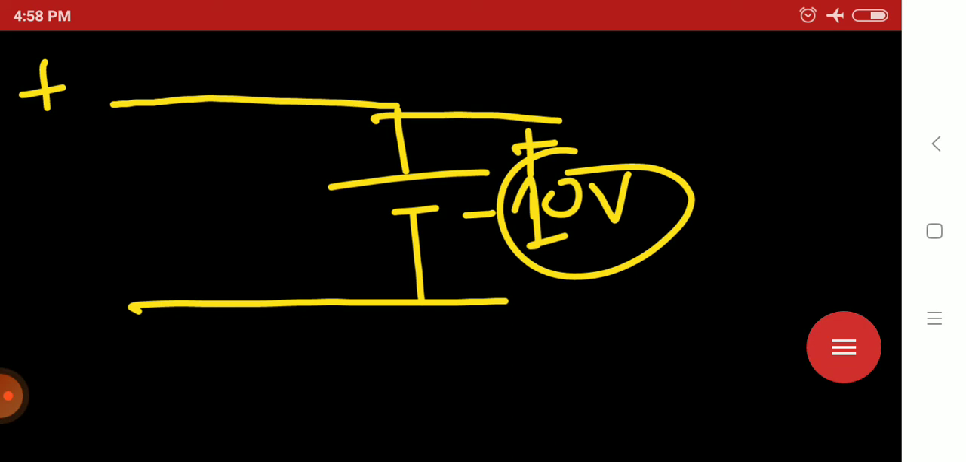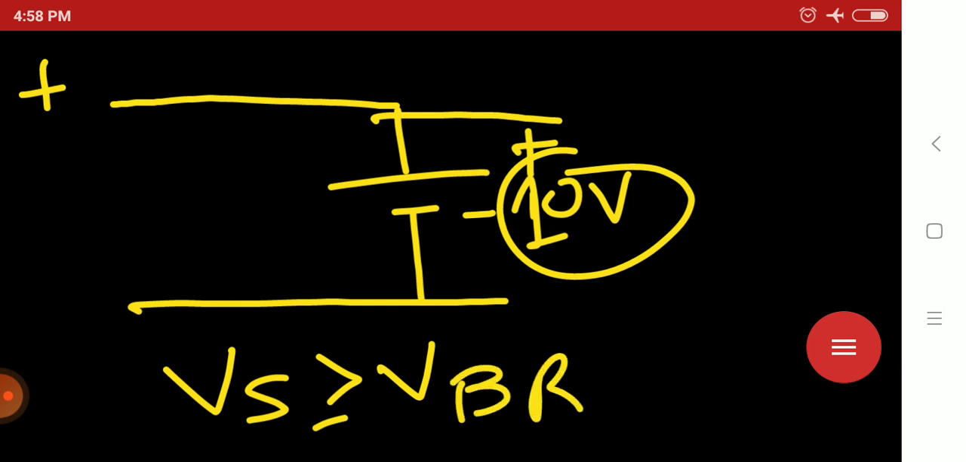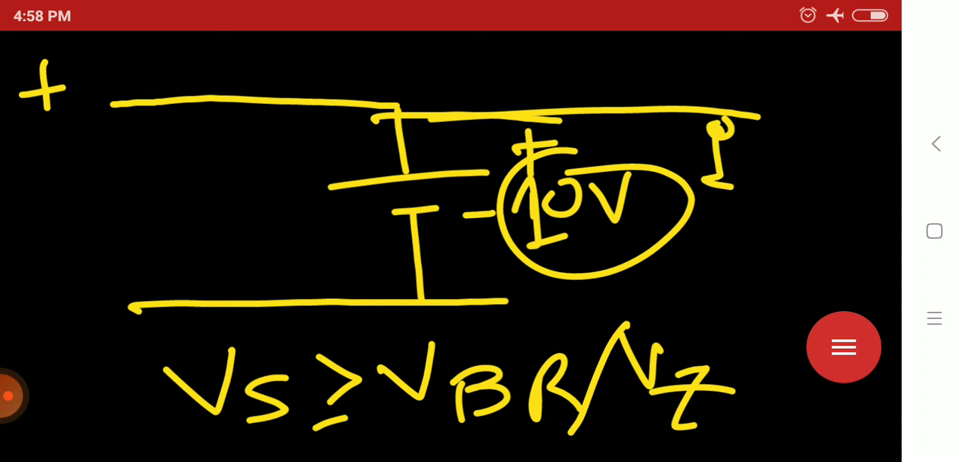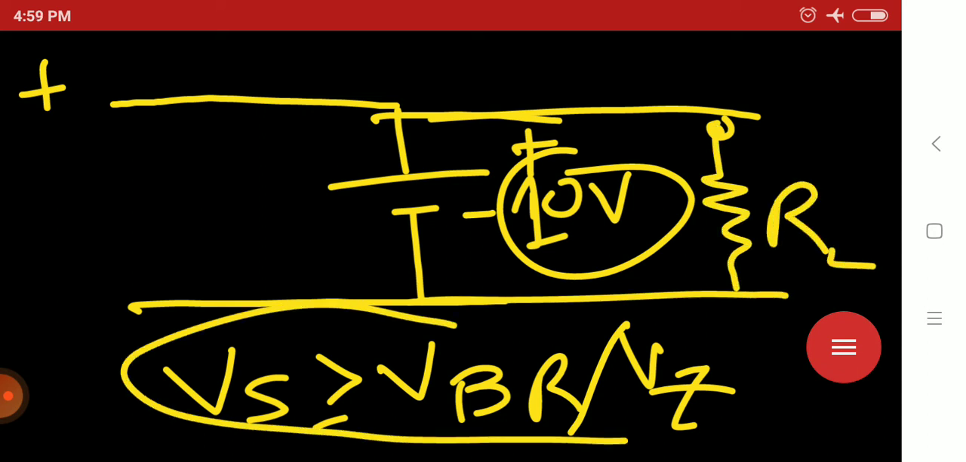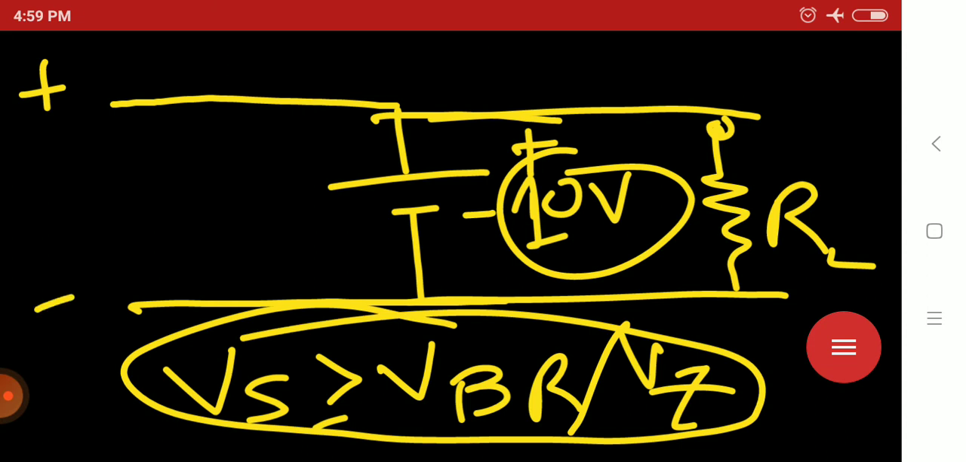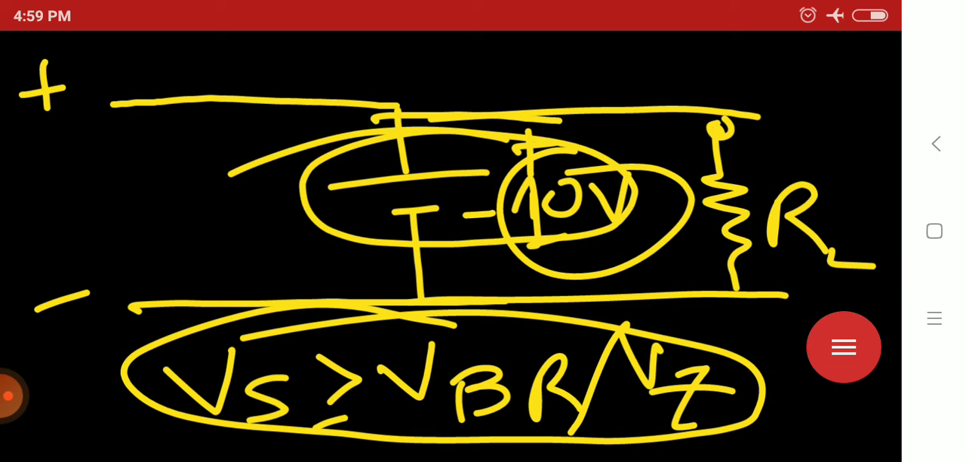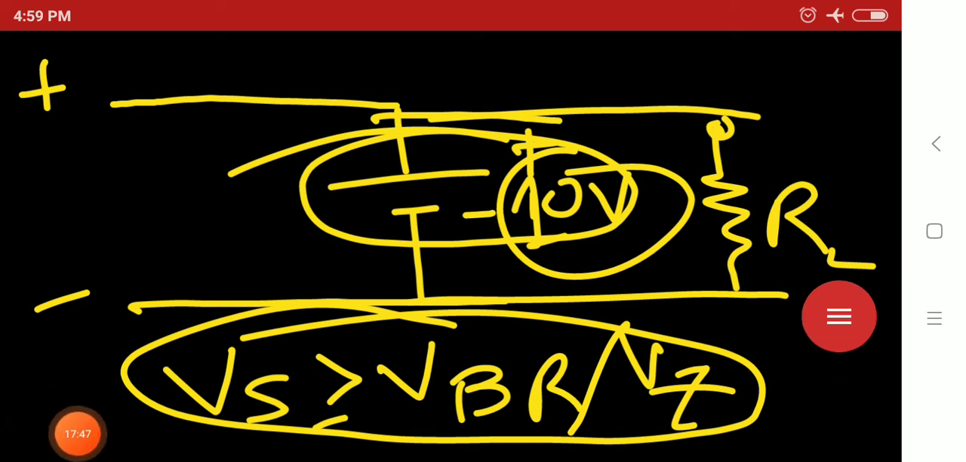But after crossing the breakdown voltage, that means whenever V is greater than or equal to VBR or VZ, we can see such a thing. Here it is RL, and here V is greater than VZ. That means it has crossed the breakdown voltage, so this thing will act as a 10 volt battery. So the most important thing we are going to discuss now.